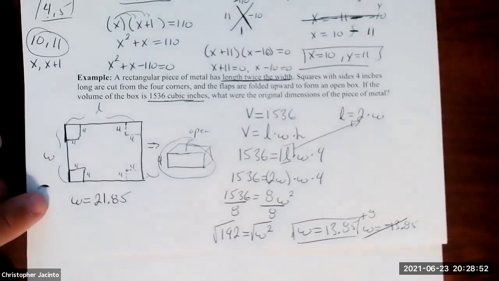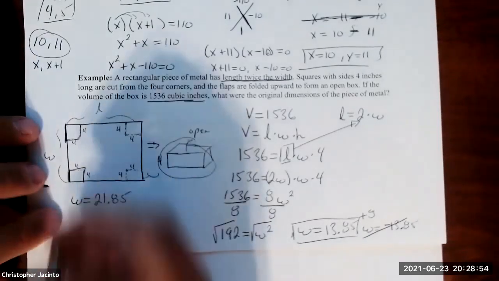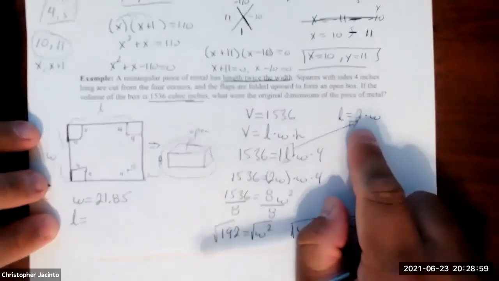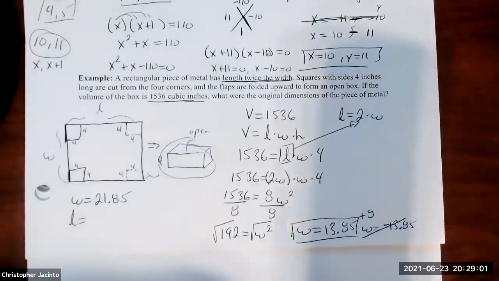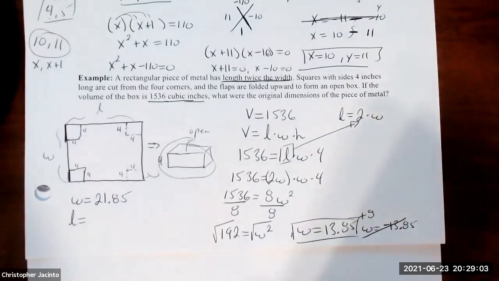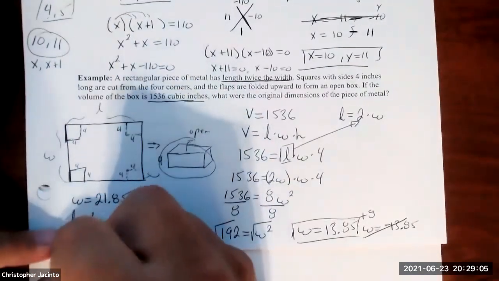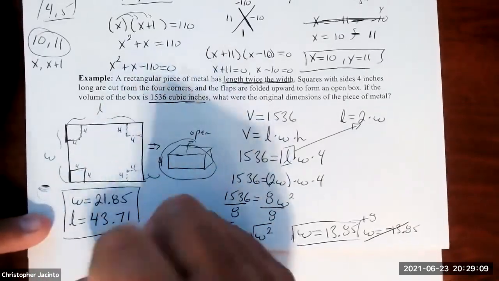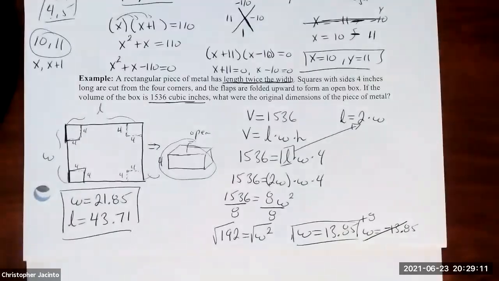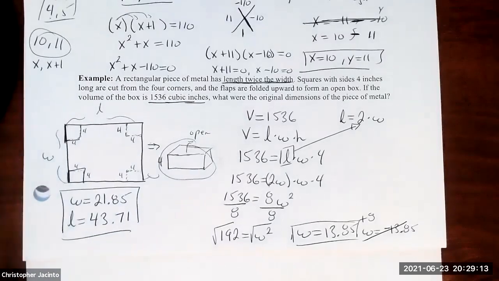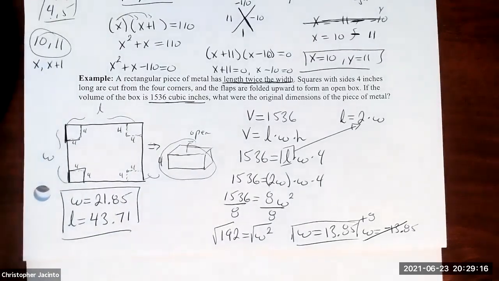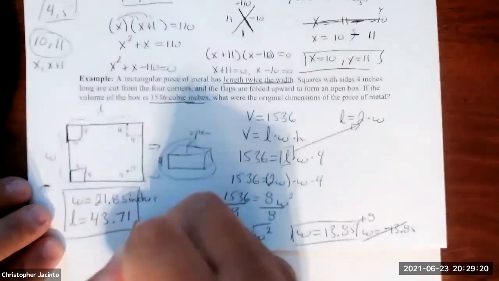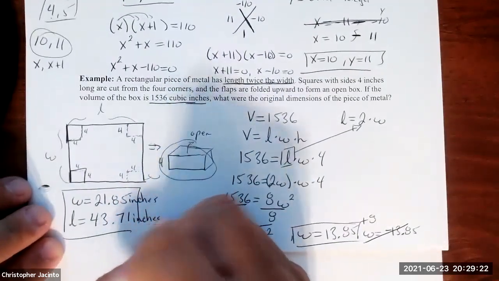And now that we have this portion, we can find the length by just timesing it by 2. So we just multiply this number by 2, and we get our final portion. And those are our original length and width of our paper, or in this case, the metal sheet. And we want inches, so we write inches. There we go.